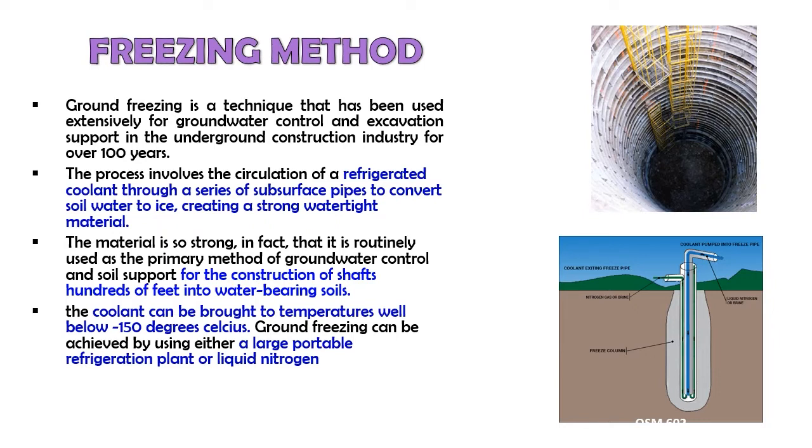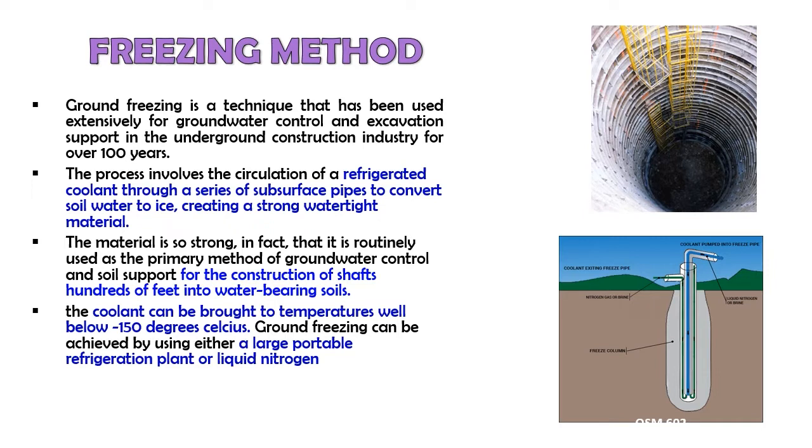The freezing method involves the circulation of refrigerated coolant through a series of subsurface pipes to convert soil water to ice. It creates strong watertight material. The material is so strong that it is routinely used as a primary method of groundwater control and soil support for the construction of shafts hundreds of feet into water-bearing soil.